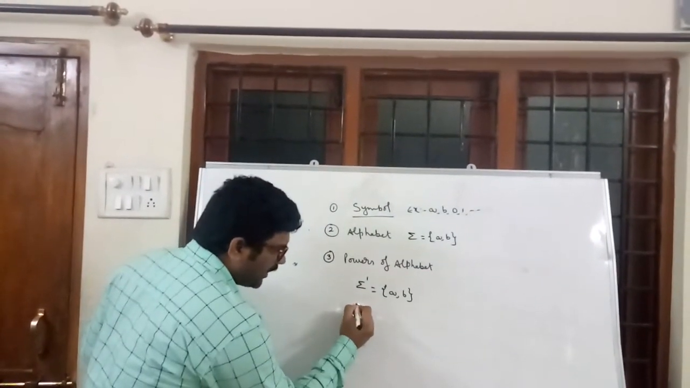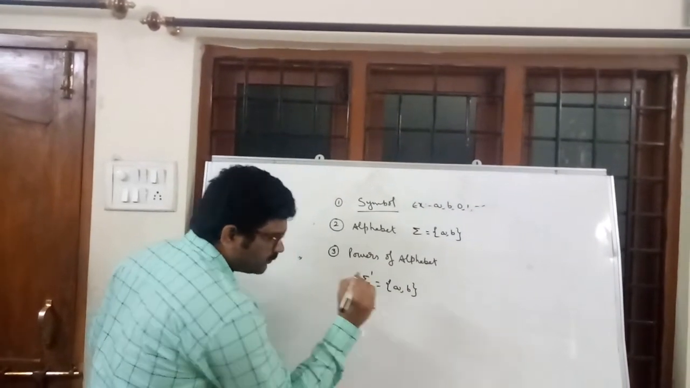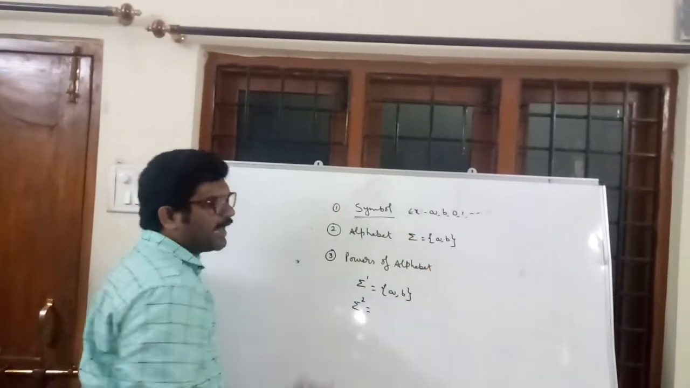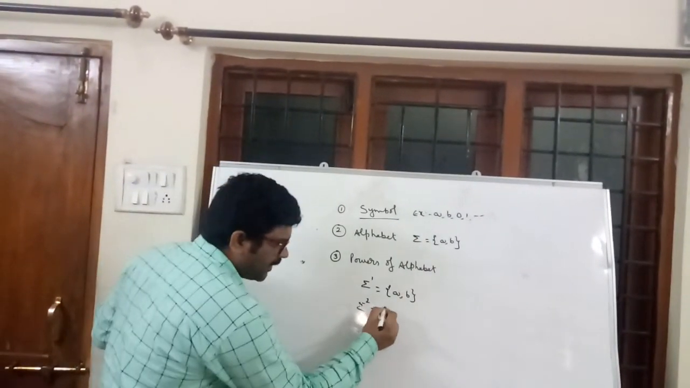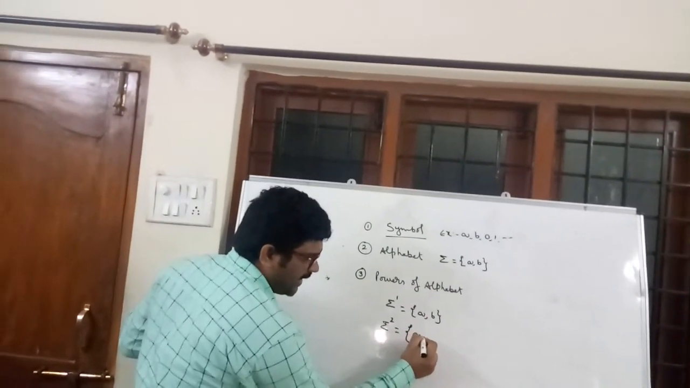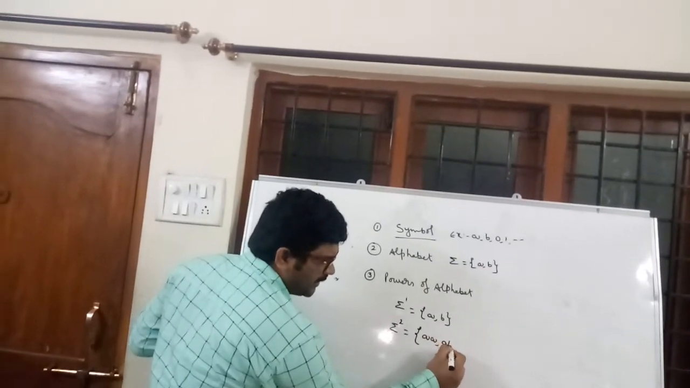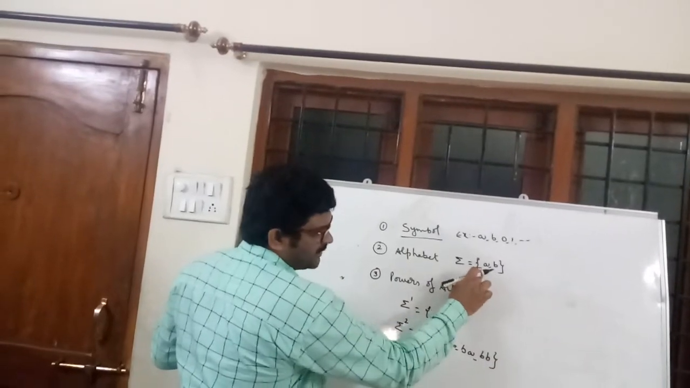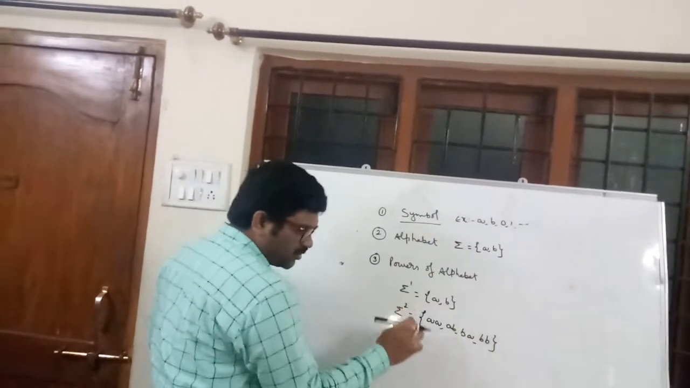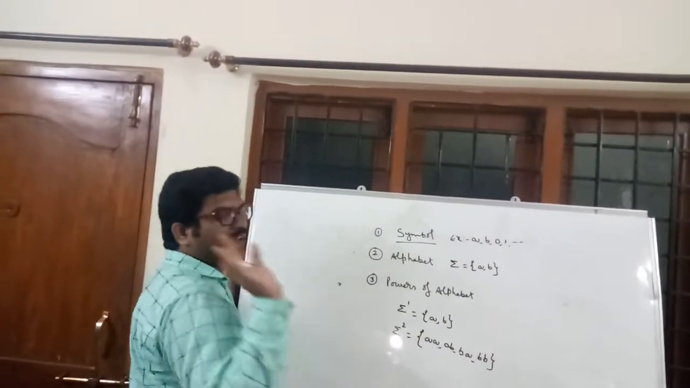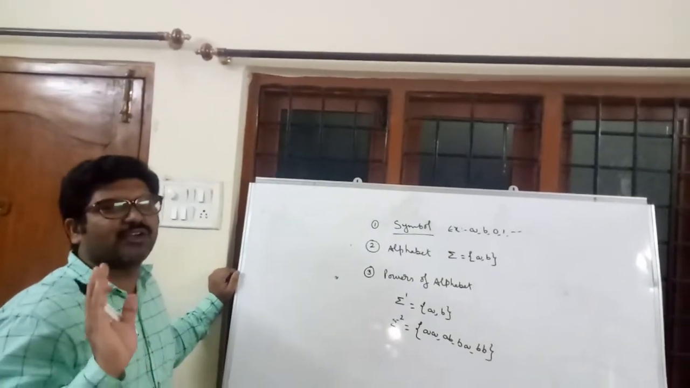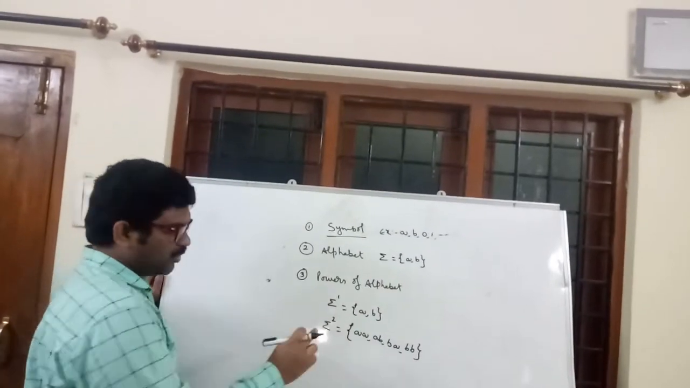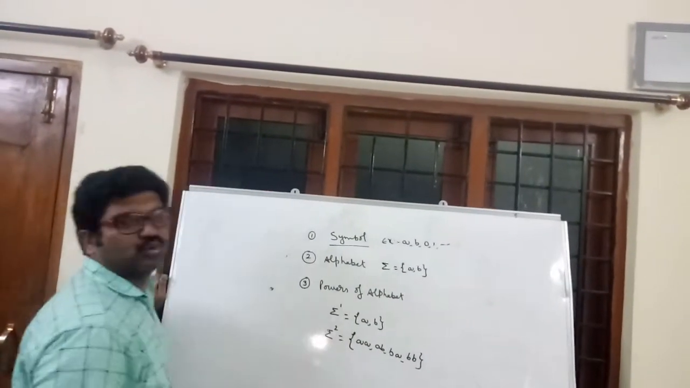Then if you move on to the next one, sigma power 2, which means strings of length 2 over this alphabet A, B. If you take sigma power 2, you will get AA, AB, BA, BB. Since there are only 2 symbols and I need length 2, you will get 2 power 2, which is 4 strings in sigma power 2.